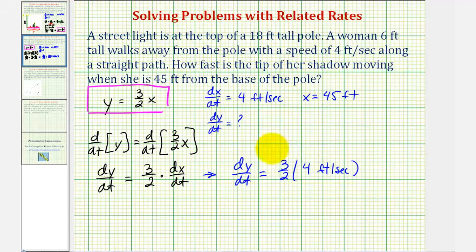Notice here the 4 and the 2 simplify. There's 1, 2, and 2, and 2 2s in 4. So dy/dt is equal to 6 feet per second, which is how fast the tip of her shadow is moving when she is 45 feet from the base of the pole, or actually from any distance from the pole, as long as she's walking in the same direction at 4 feet per second.